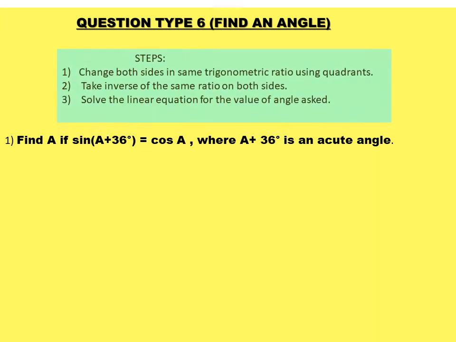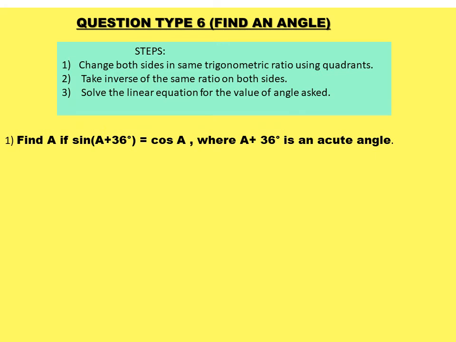You have simple steps again. Steps: change both the sides in the same trigonometric ratio using quadrants. So you have to change both the sides of the equation into the single same trigonometric ratio. Either you change sine or you change cos. So I am changing cos here. So I am changing cos A as sine of 90 minus A.